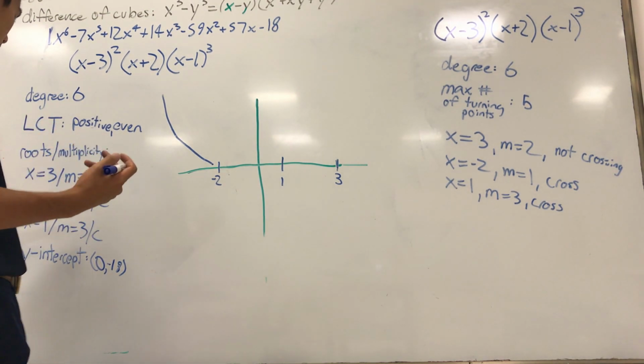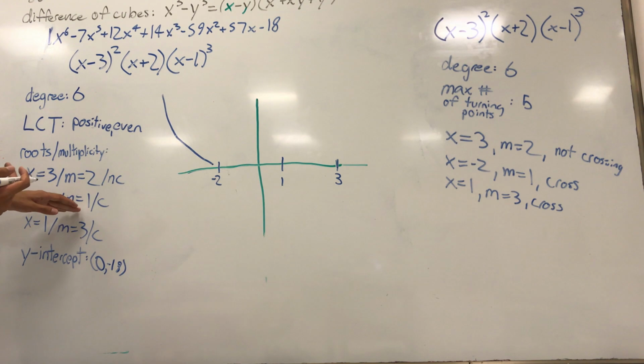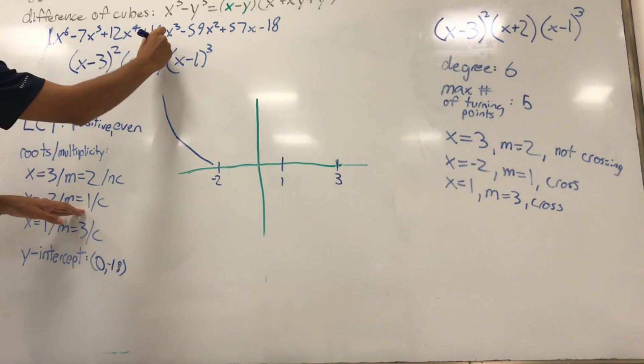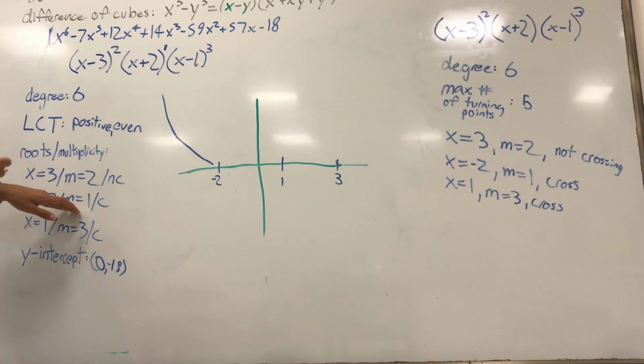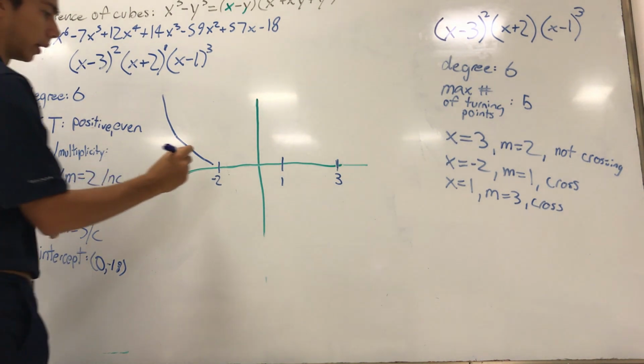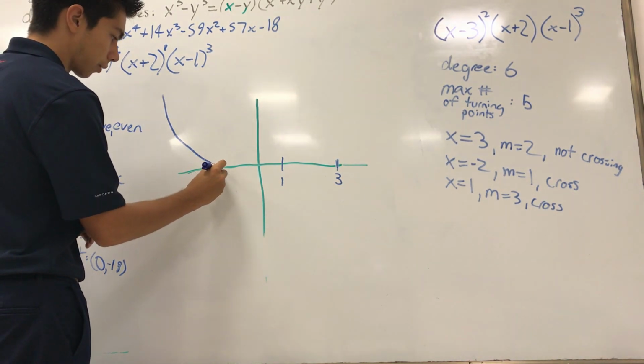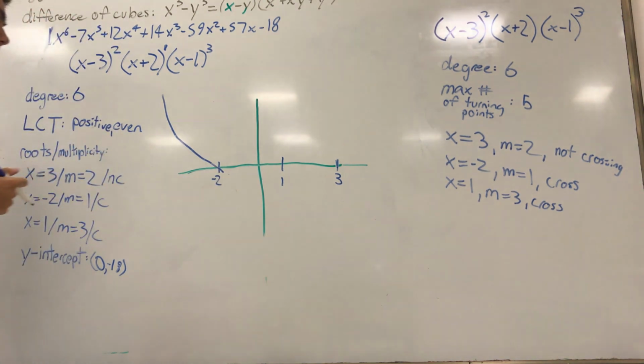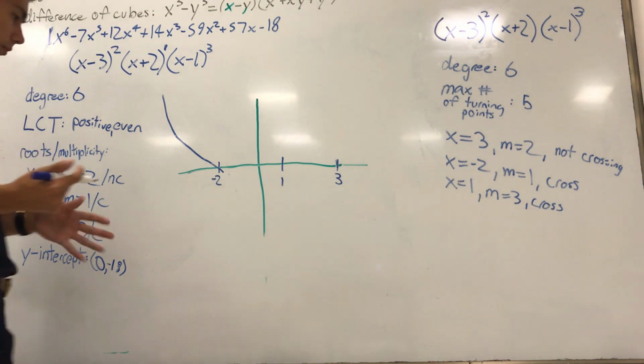So negative 2, if I look here, I have a root at negative 2. It has a multiplicity of 1. Multiplicity of 1, which means since 1 is an odd number, it is going to cross the x-axis right here. So it's going to cross something that looks like that. Okay? It's going to go straight through it.